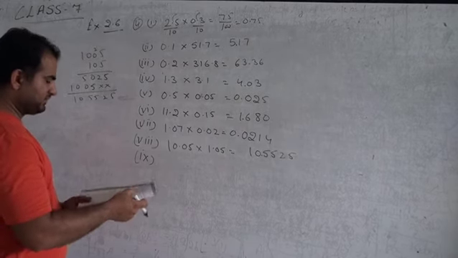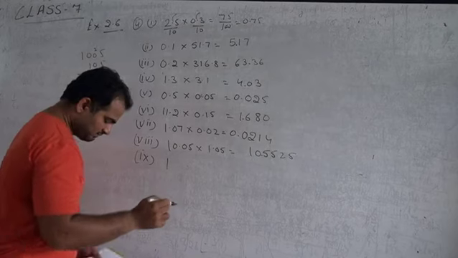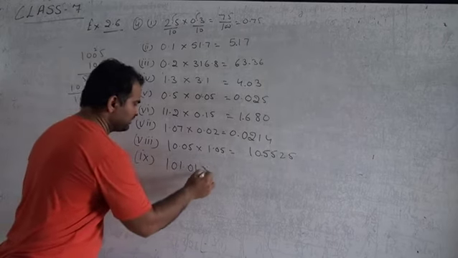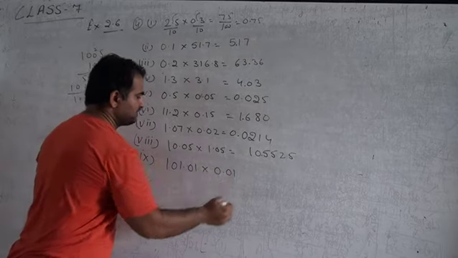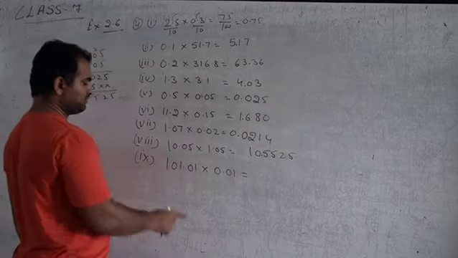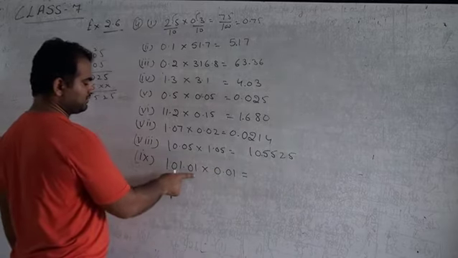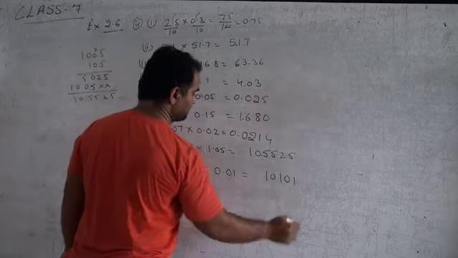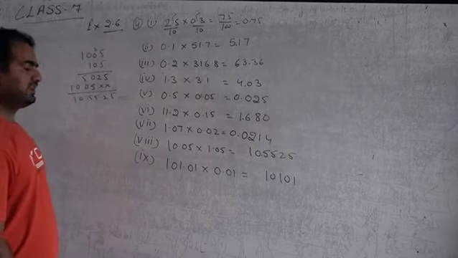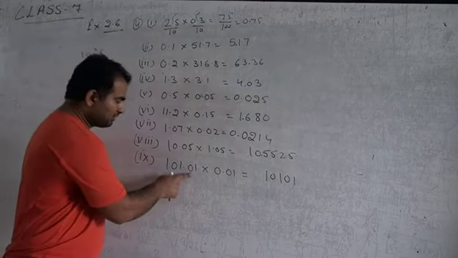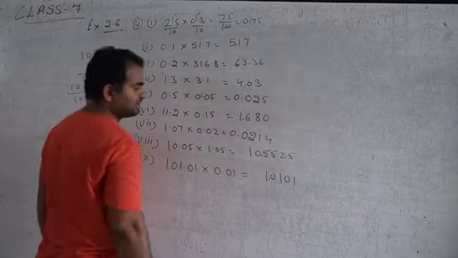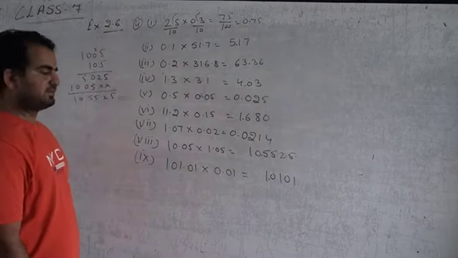Question number 9 is 1.01 into 0.01. So what is 10101 into 1? It will be 10101. Okay, and we have to place the decimal after 2 and 2, 4 digits. So it will be 1.0101, the final answer.